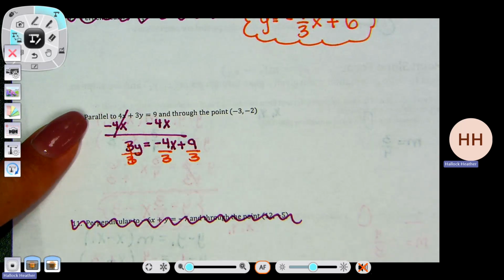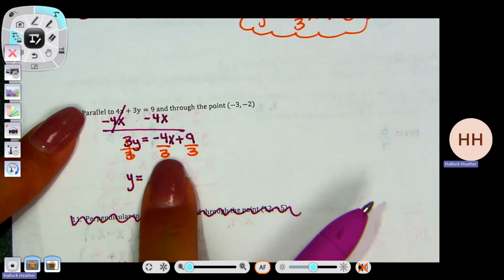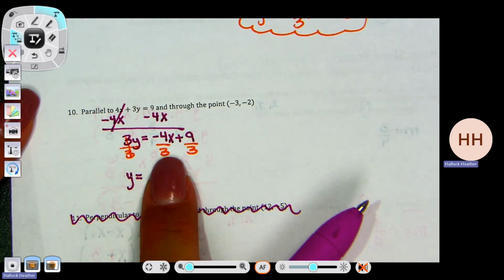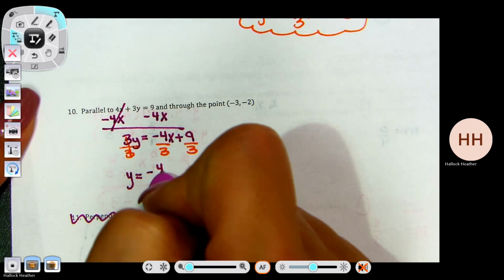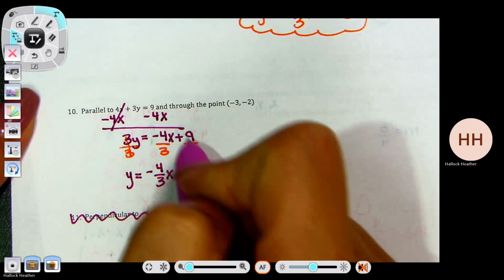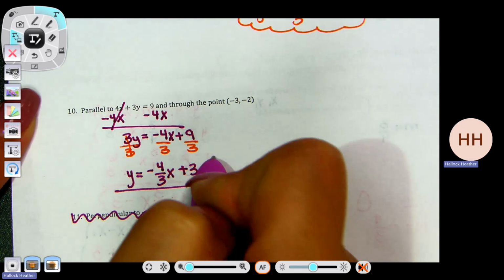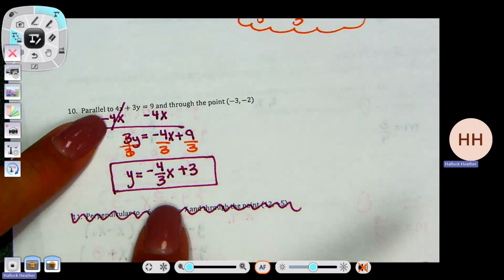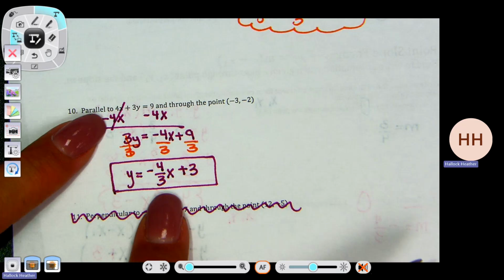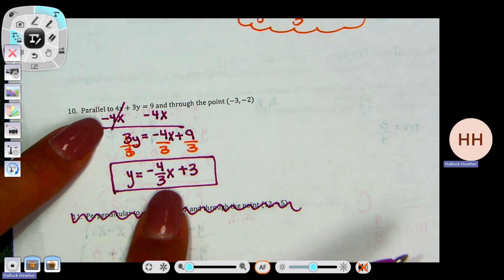So y is by itself. I have my equal sign. I cannot simplify negative 4/3, so it just stays as negative 4/3. And then plus 3. So if this is my equation that I'm looking at, and it's parallel to this, do I keep the slope or does the slope change? You keep it, because parallel lines have the same slope.